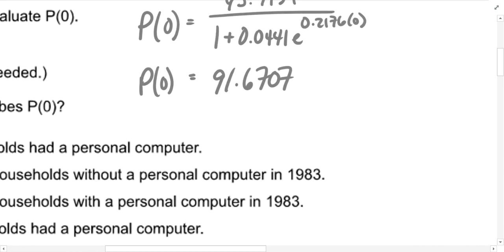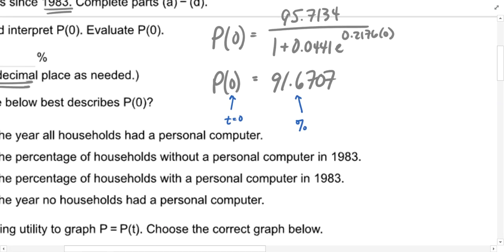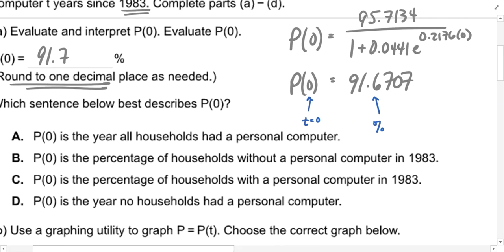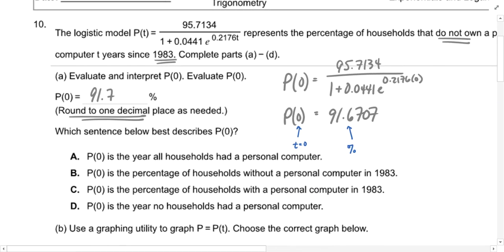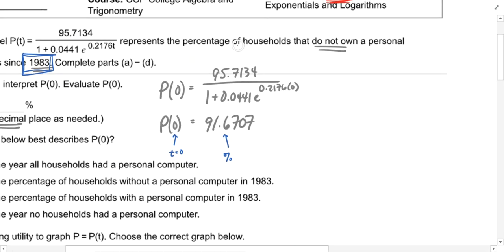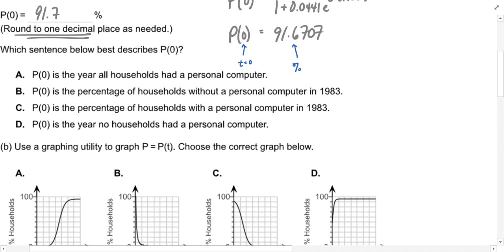Obtaining a result's good, but we need to understand what the results actually mean. Let's just remind ourselves that this 0 was the t value of 0, so at time 0, and the end result was a percentage. That's kind of what this letter P was chosen for, is to represent a percentage. So at time 0, 91.7% is the result. Now, time 0 is actually the year 1983, 0 years after 1983, and the 91% shows the percentage of households that do not own a personal computer.